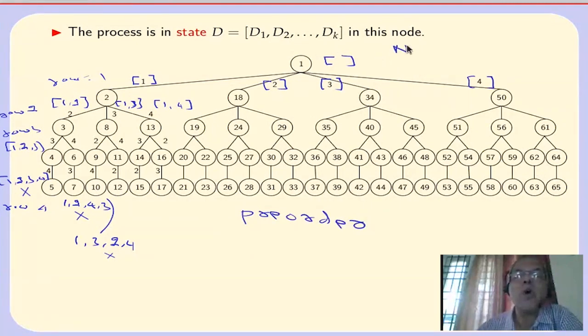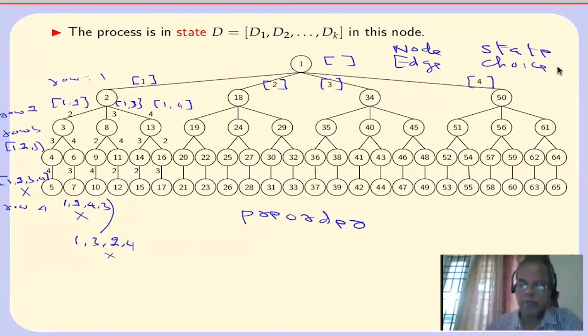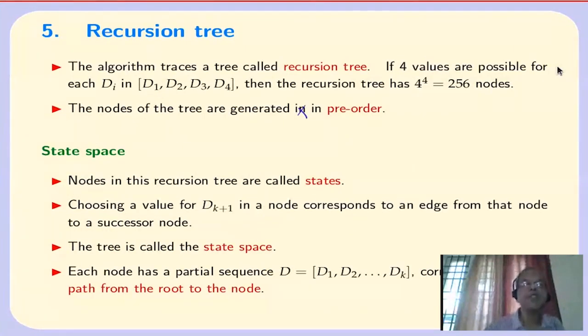Each node is a state of the process. Each edge is a possible choice for the next value. Nodes in this recursion tree are called states. Choosing a value for d k plus 1 in a node corresponds to an edge from that node to a successor node. The entire tree is called the state space.